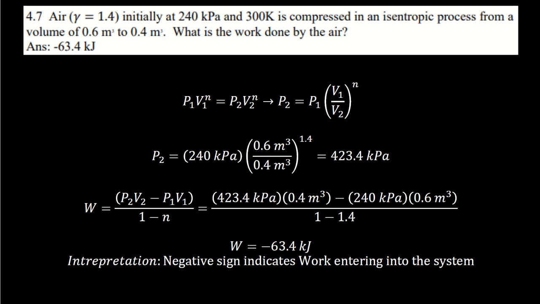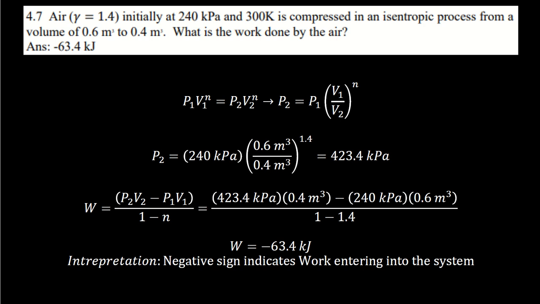4.7, air initially at 240 kilopascals and 300 Kelvin is compressed in an isentropic process from a volume of 0.6 to 0.4 cubic meters. What is the work done by the air? Well, in this scenario, it's another situation where we need both the starting and final pressure and volume. So solving our polytropic equation for P2 and using an n index of gamma 1.4, that gets us 423.4 kilopascals.